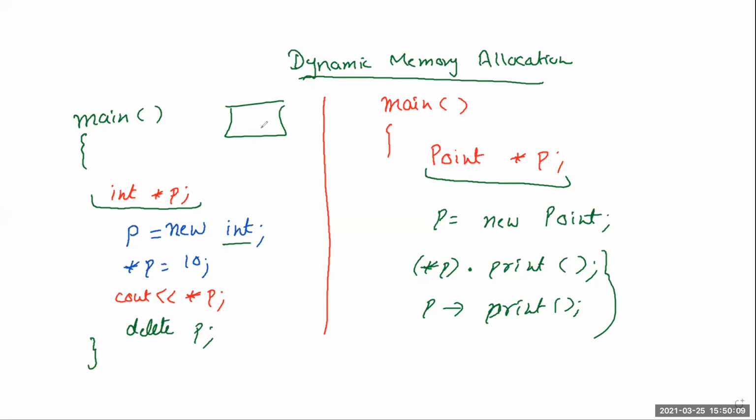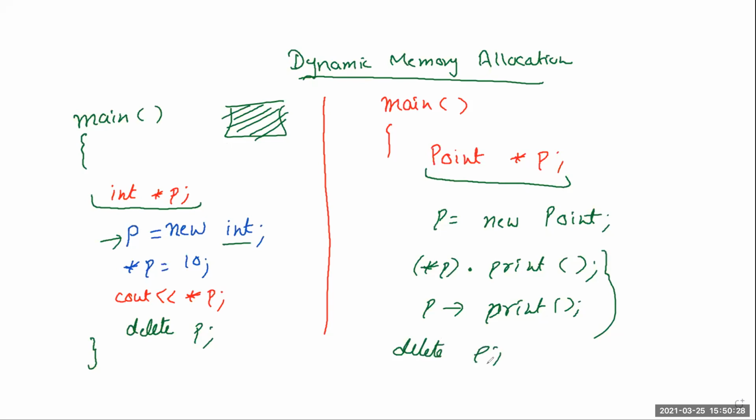Now the job is done, so it's your responsibility to free this memory. The way to free this memory is the keyword delete. You write delete and then the name of the pointer in which you are storing the address of that location. Let me just write it here as well.